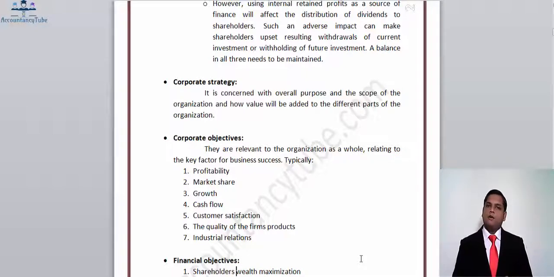First, we have profitability. Like all businesses, all businesses exist to make profit. So profitability is the first objective.